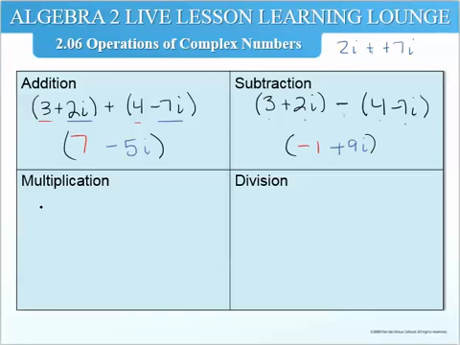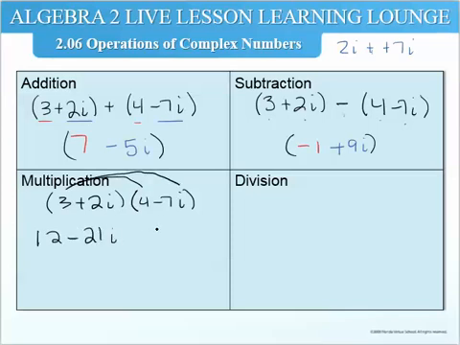Let's say we want to multiply these two numbers, 3 plus 2i times 4 minus 7i. We apply the same property that we would with polynomials and we FOIL. So 3 times 4 is 12. 3 times -7i is -21i. 2i times 4 is 8i. And 2i times -7i is -14 from 2 times -7. I times I, or anything times itself, is squared.